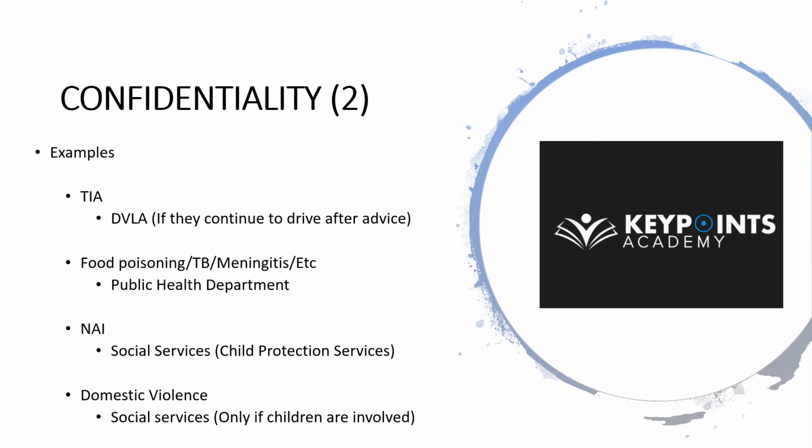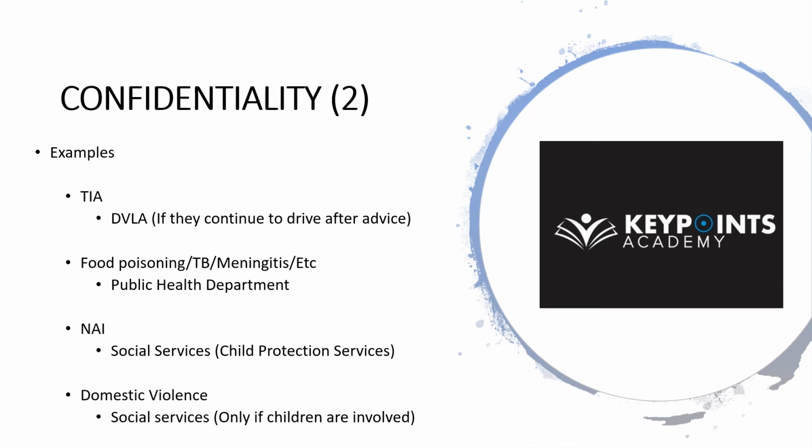Now, you can also breach confidentiality in certain conditions, like transient ischemic attack, or even an outright stroke. In transient ischemic attack, if a patient continues to drive after you have advised them to stop driving for a while, and during follow-up you find out that they have continued to drive, it is your duty to inform the driving and vehicular licensing agency about this development. This is because they would need to withdraw the license of the particular patient to keep the public in safety.